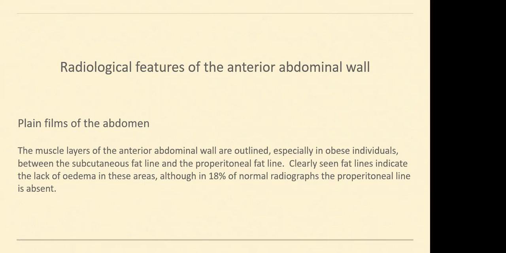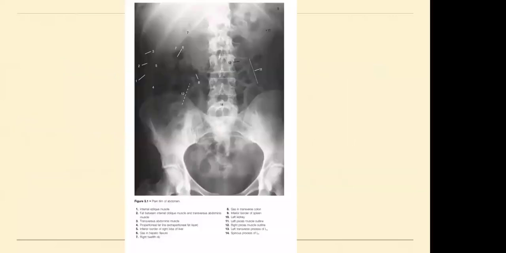Plain films of the abdomen. We'll start now with the radiological features of the anterior abdominal wall. Regarding plain films, the muscle layers of the anterior abdominal wall are outlined, especially in obese patients, between the subcutaneous fat line and properitoneal fat line. Clearly seen fat lines indicate the lack of edema in these areas, although in 18% of normal people, the properitoneal line is absent. This is a plain film abdomen.